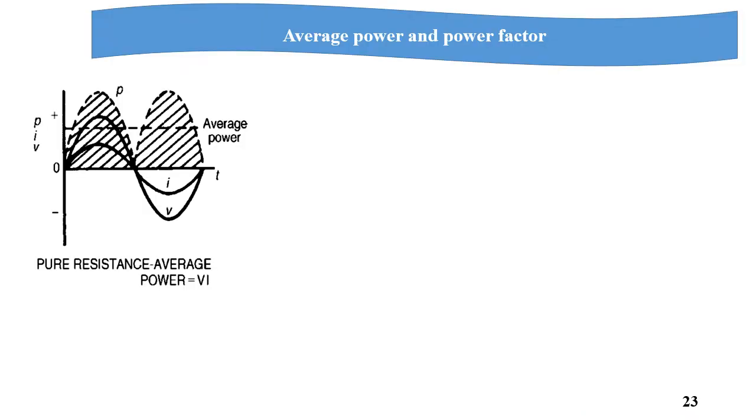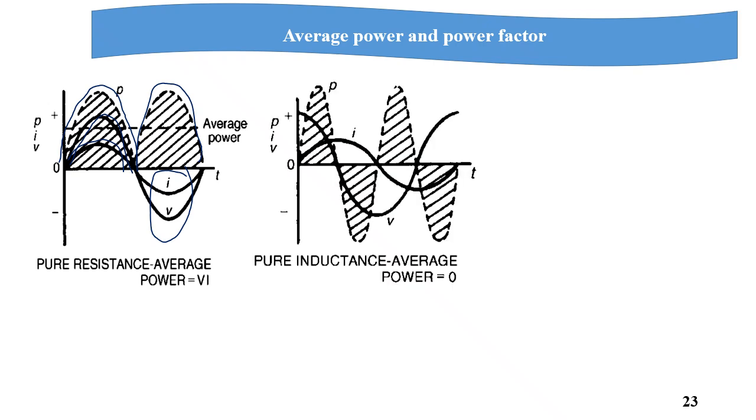Average power and power factor. To get the instantaneous power, we multiply the waveform of the voltage by the waveform of the current. Then we get the waveform of the power, which will be always positive. As for the voltage and current negative, we multiply by each other, then we get a positive power. We can get the average for this power, which is equal to V times I.